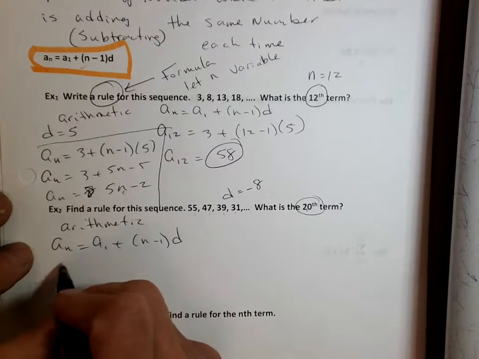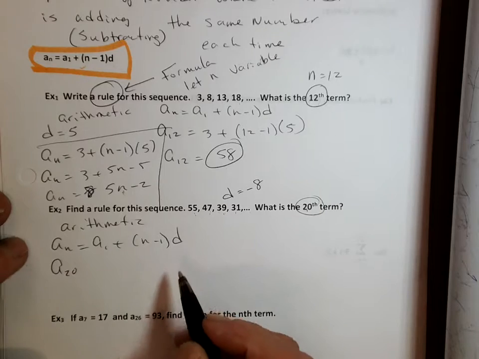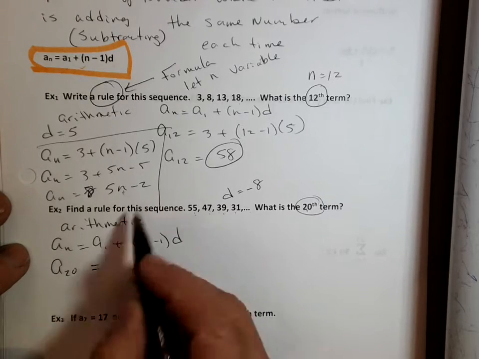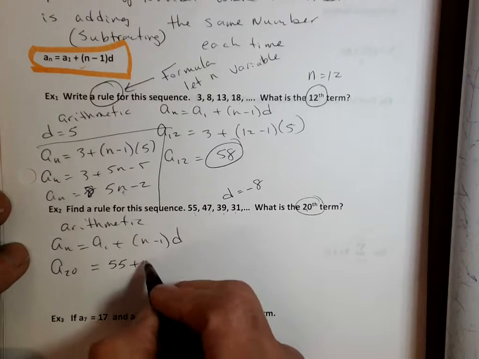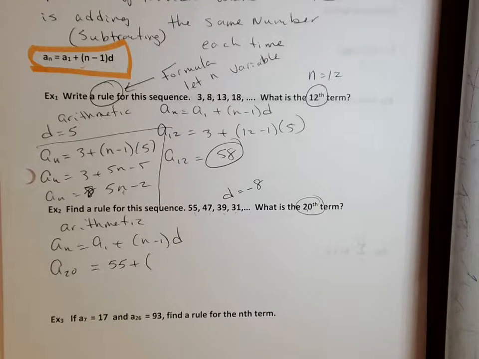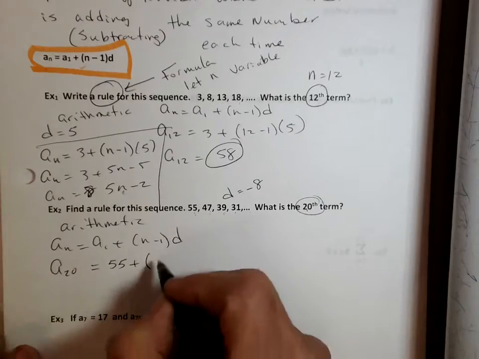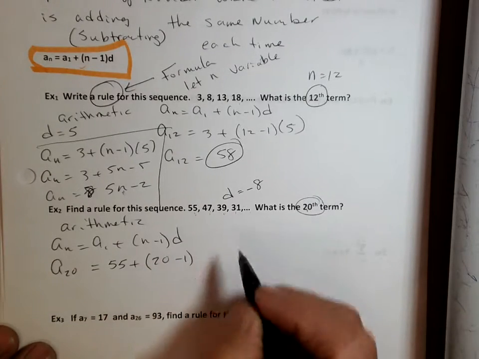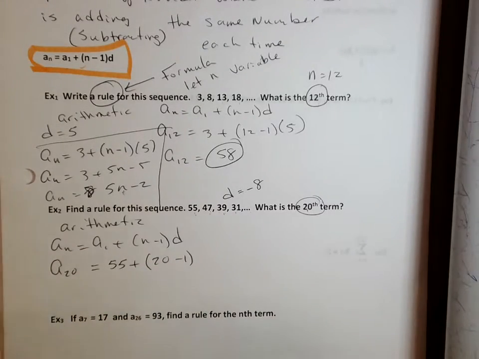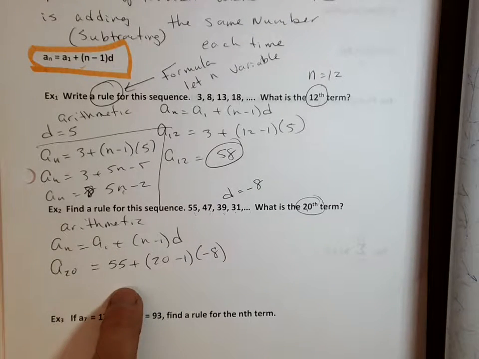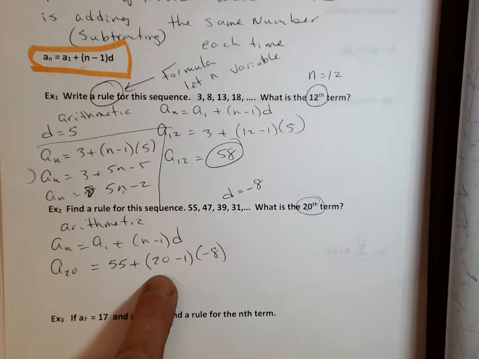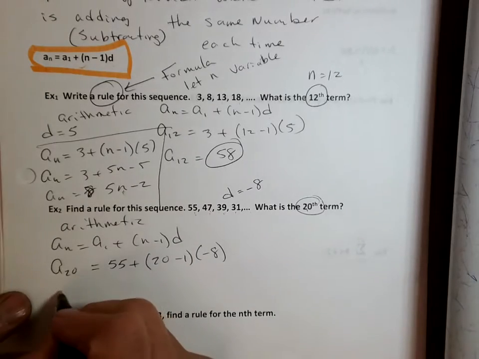So we're going to go A of 20. I'm looking for the 20th term. Equals A1, which is 55. That's my first term. N is the number of terms, and since I need the 20th term, there are 20 terms. Minus 1, and my difference is -8 each time. Okay, I just need to use my calculator. It's going to be 55 plus 19 times -8, and I get an answer of -97.